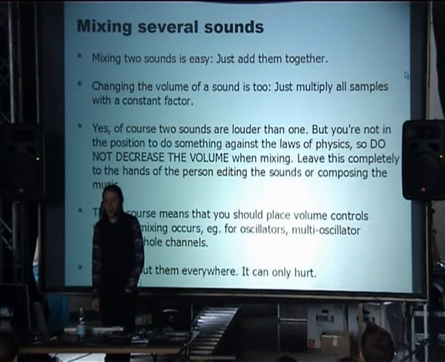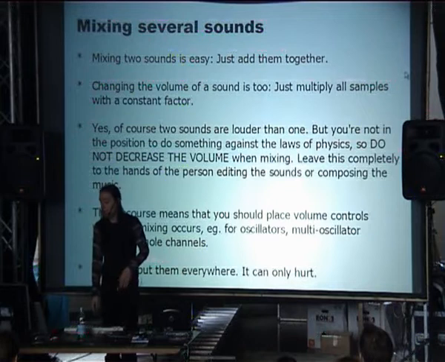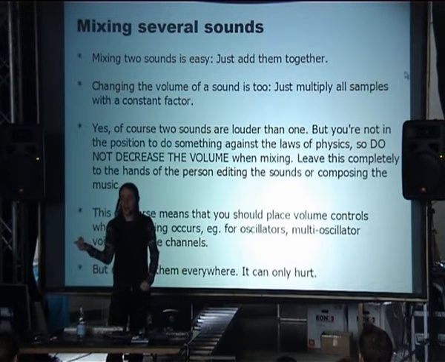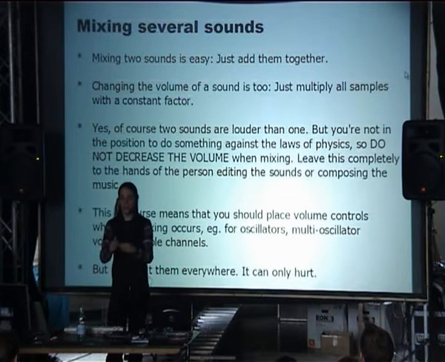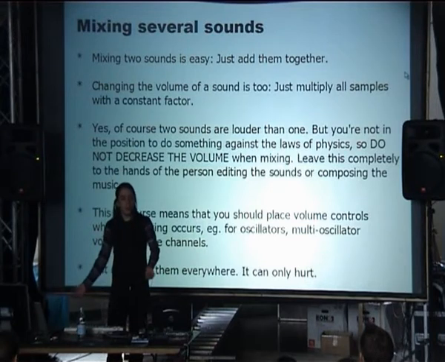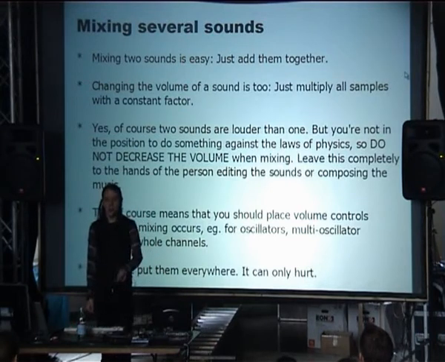This means you should place volume controls wherever you mix, because somebody has to decrease the volume when mixing, because it would be completely overloaded otherwise. So just place volume controls wherever mixing can occur. For example, if you have multiple oscillators, which go down to one sound, or if you have multiple voices, which build, for example, a chord, or if you have multiple channels which build a complete song, at these points it's feasible to use a volume control to let the musician mix and match the volumes.